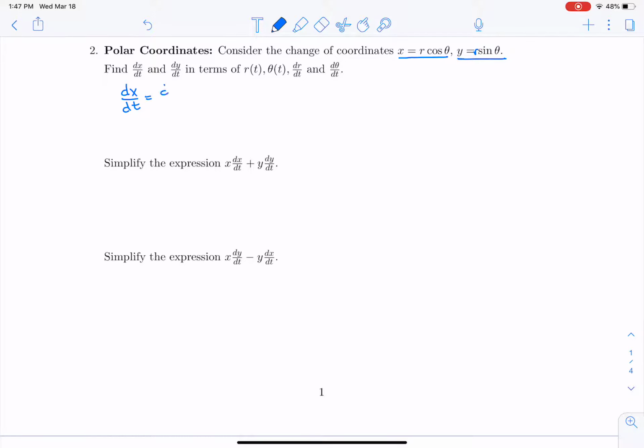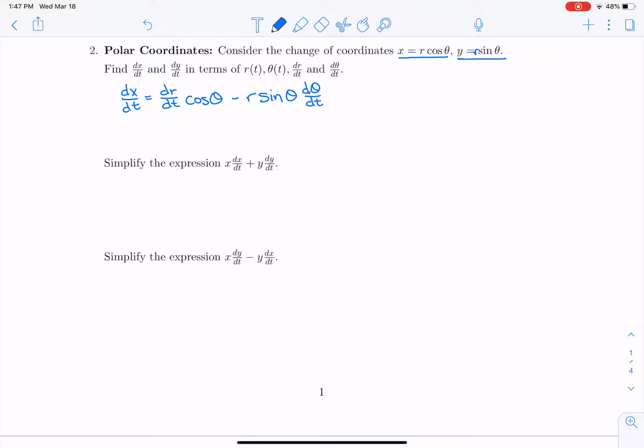So this becomes dr/dt cosine theta minus, and then r is going to get left alone, and then I take the derivative of cosine theta, I get a minus sine theta times d theta/dt.